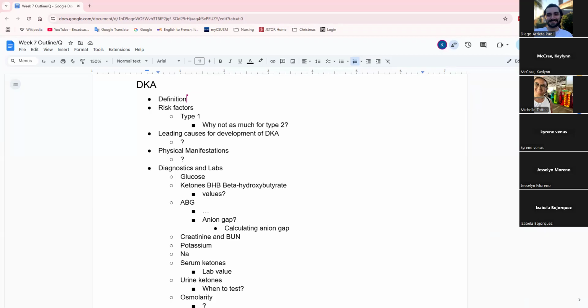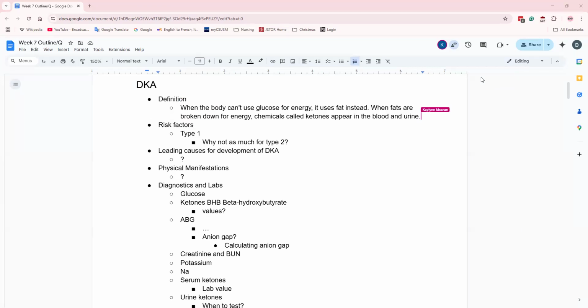Yeah, it's basically uncontrolled DM with ketones and metabolic acidosis. Pretty much at the end of the day, that's what you need to know. They need insulin. They don't have a way to move stuff into the cells because it's most likely type 1. When the body is not able to use the glucose for energy, it uses fat instead. If it can't use glucose for energy, it means that there wasn't insulin to move it into the cells. And then when the fats get broken down, a byproduct of that is ketones, which makes the body become acidic as more is released.